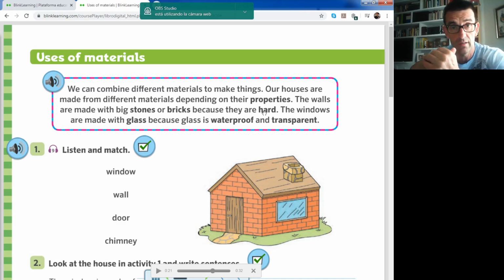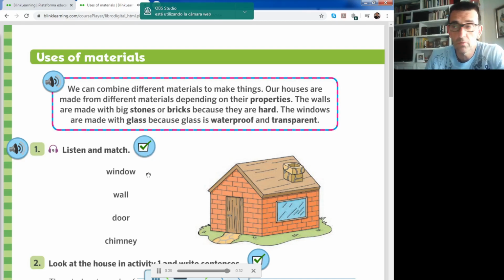It's not hard. It's very difficult to have a house with these conditions. Yeah? It can break in a moment. So now we continue with the windows. The windows are made with glass because glass is waterproof and transparent.